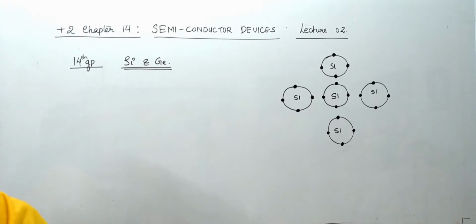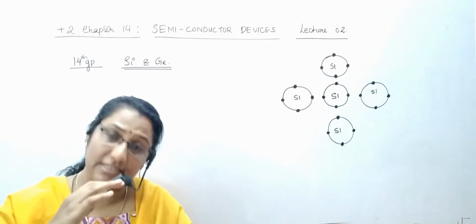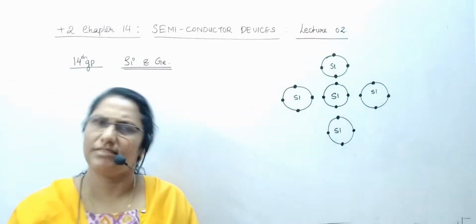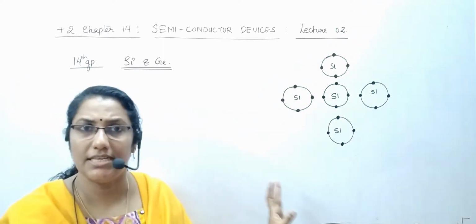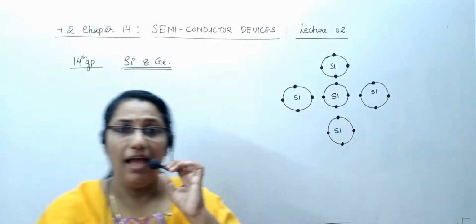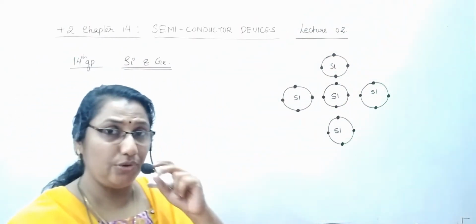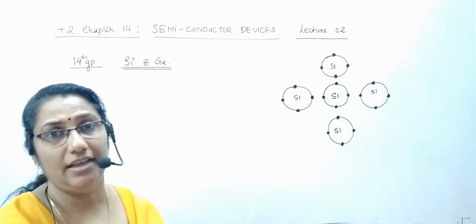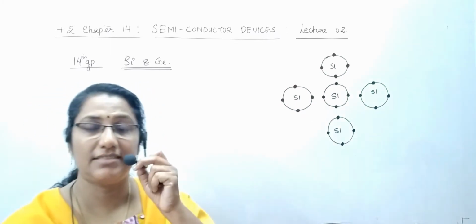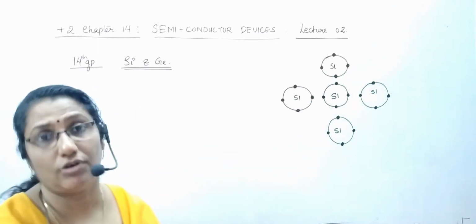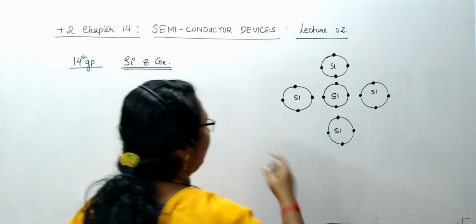Suppose our silicon crystal is now kept at a very low temperature, that is at 0 Kelvin, the lowest temperature we know. At low temperature, what happens? You have studied in chemistry that in order to attain stability, the octet rule says the outermost shell must contain 8 electrons. In order to complete the octet condition, what happens?